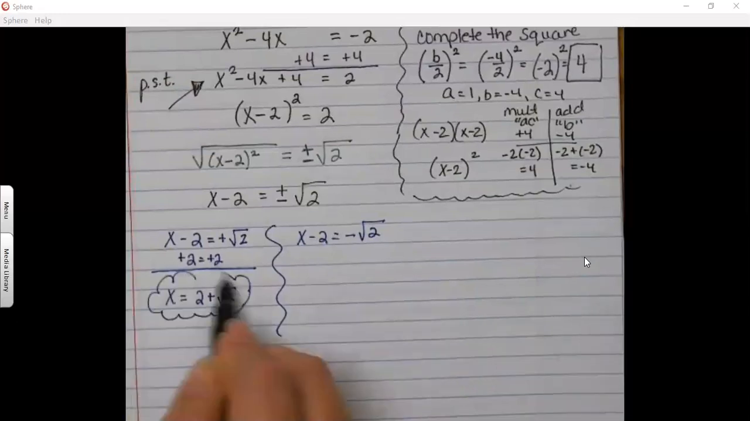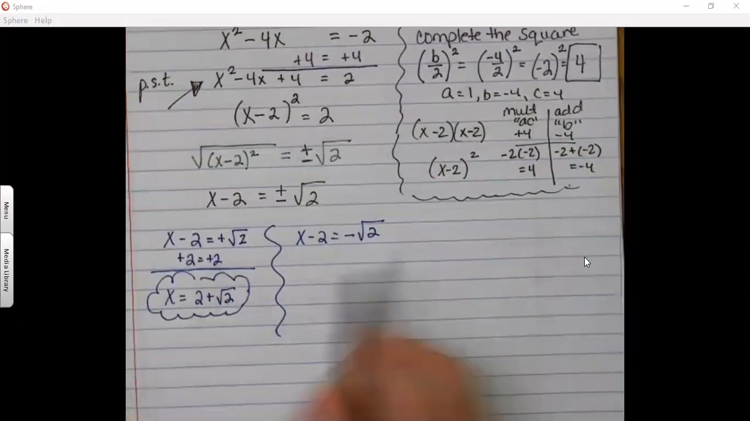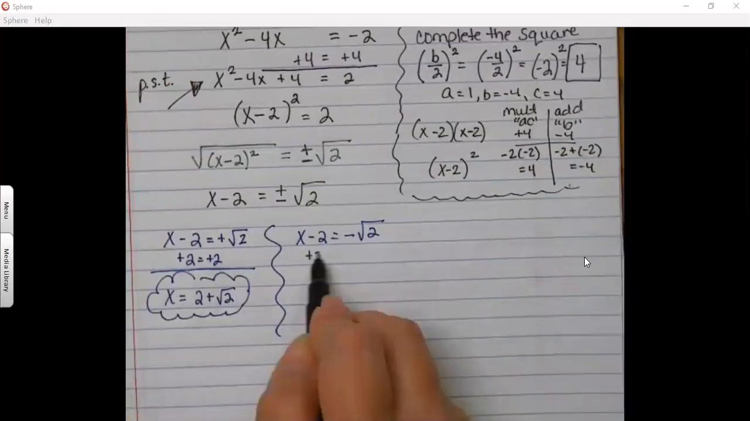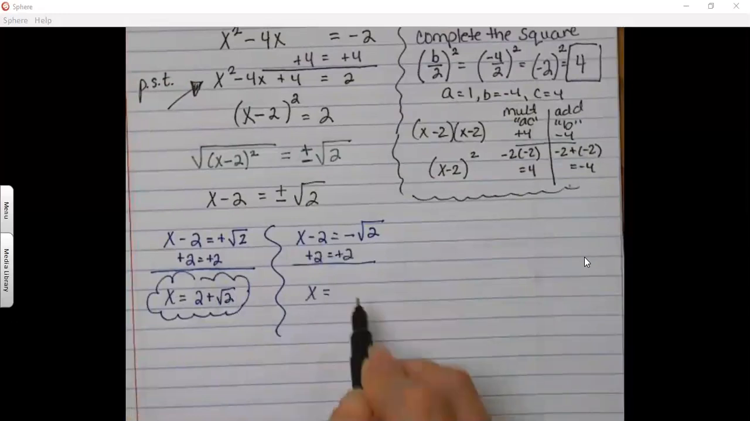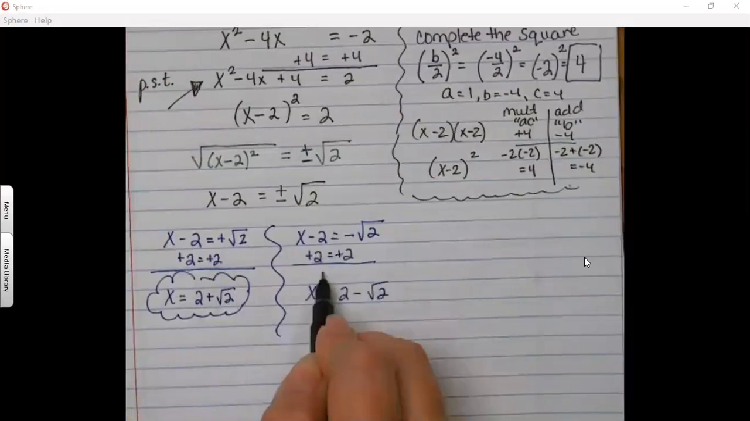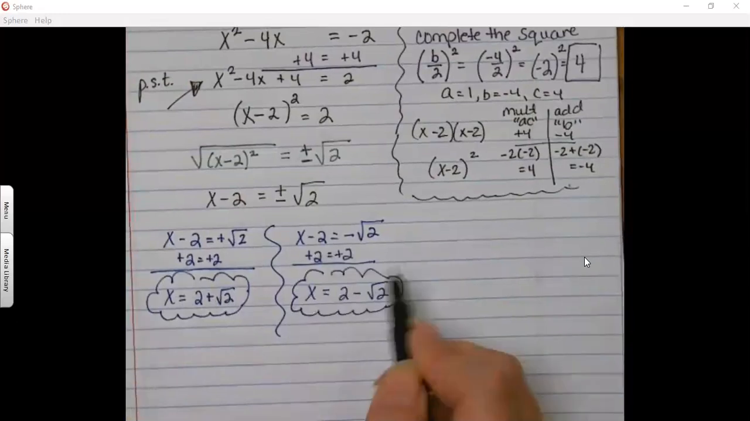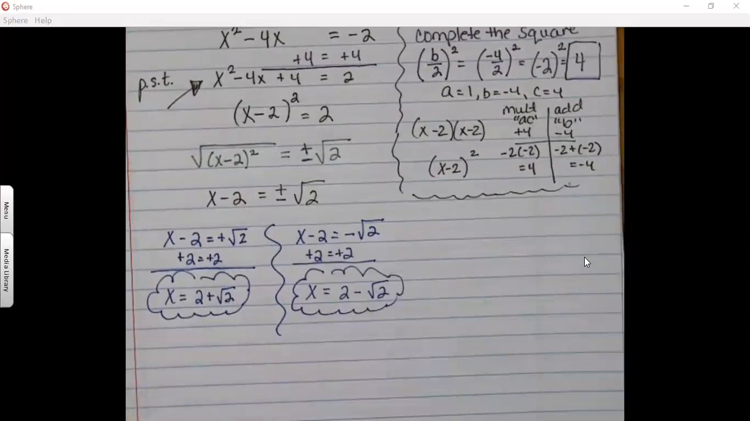On the other side, I'll add 2 to both sides. And that's going to give you x equals 2 minus the square root of 2. That's as far as I can go unless I turn it into a decimal. And on your test, you're not going to have decimals. Decimals are a rounded answer for the most part, if they're irrational. Radicals are an exact answer. So wasn't that easy and kind of fun?